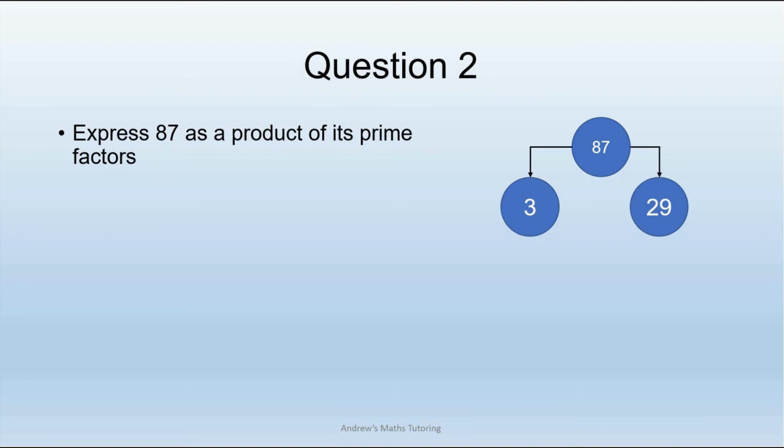Conveniently, both of these are prime numbers, so this question is a lot easier than it looks. To express 87 as a product of its prime factors, all we need to do is identify every prime number in our tree and multiply them together. So for this one, it's just 87 equals 3 times 29.